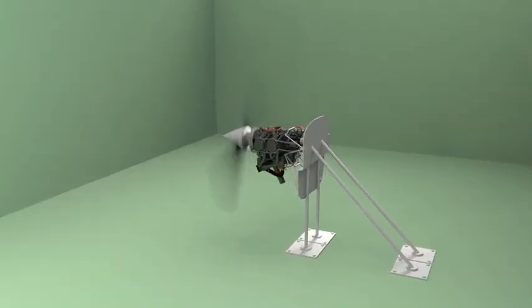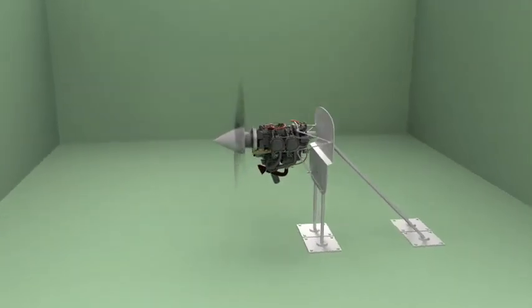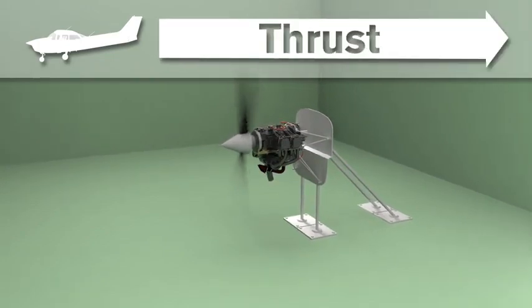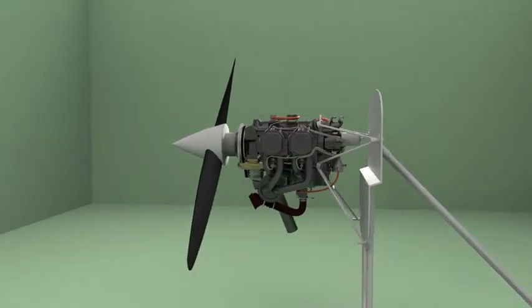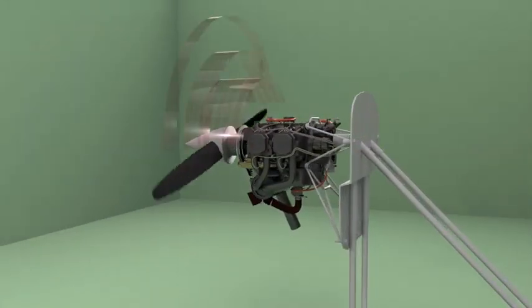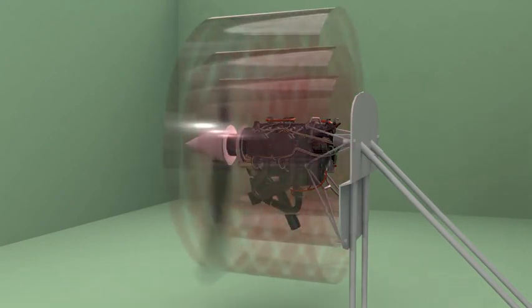Similar to lift, thrust is generated from the same principles as lift, but in a horizontal direction. A propeller is an airfoil. As such, it rotates, and its blades accelerate the surrounding air towards the aft end of the aircraft.